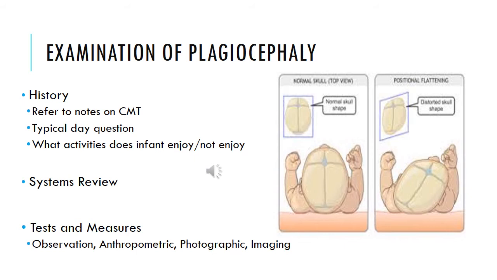Taking the subjective history from the parent for the child with plagiocephaly is really not that different from what we spoke about in torticollis, so you can refer back to that aspect of your lecture. Certainly you want to be sure that you include all of the important questions that we've talked about previously this semester. What is the child's typical day? Any important past medical or surgical history and any medications. That's going to give you a really well-rounded view of that child from a subjective perspective.